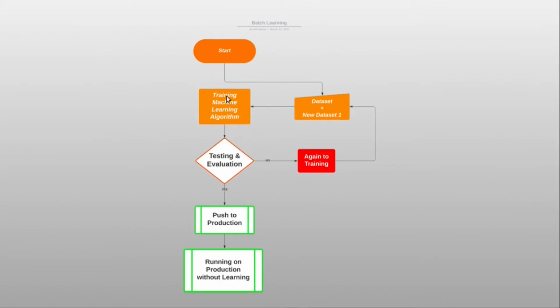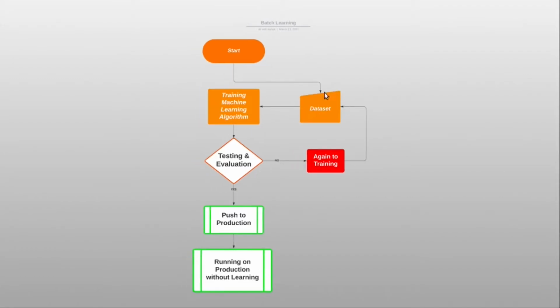For example, we are going to train a machine learning model for the first time, and we give a dataset which consists of 1 million data points for training, with a disk space of around 1000 terabytes. Such a bulk amount of data is given to the machine learning algorithm for training, and after training, the model is tested and evaluated. If the model works fine, it is pushed to production and runs on production without learning.